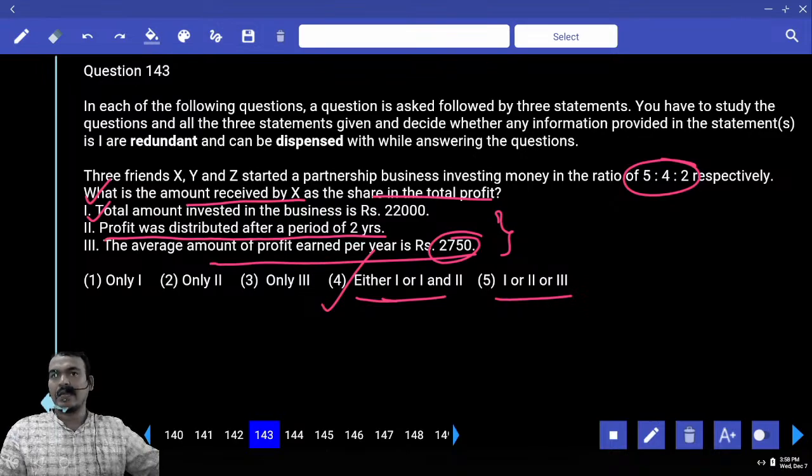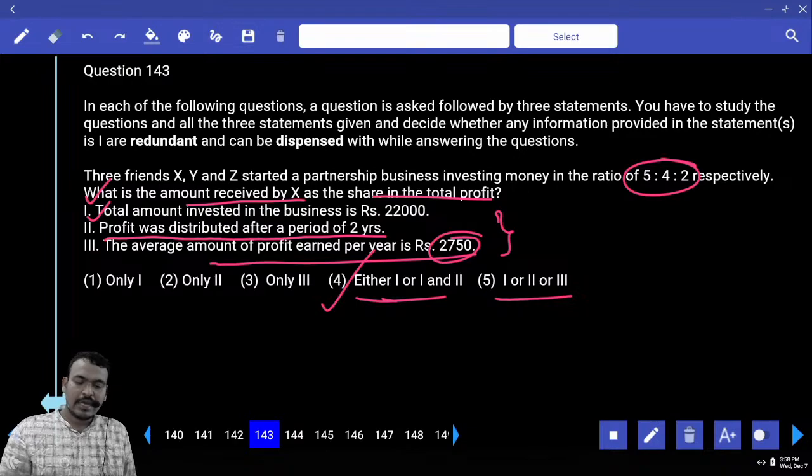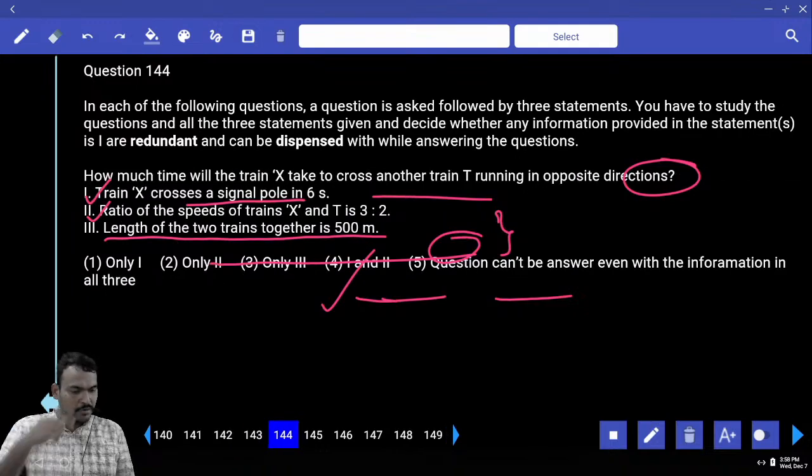If the third one is taken, which one is not required? First and second, or not? If second and third are taken, which one is not required? 1, or not? Then the answer is either 1 or 1 and 2, or not? Yes or no? Next, 144.